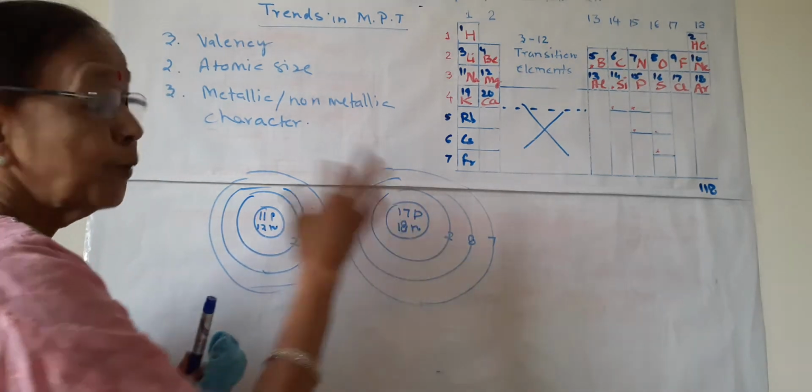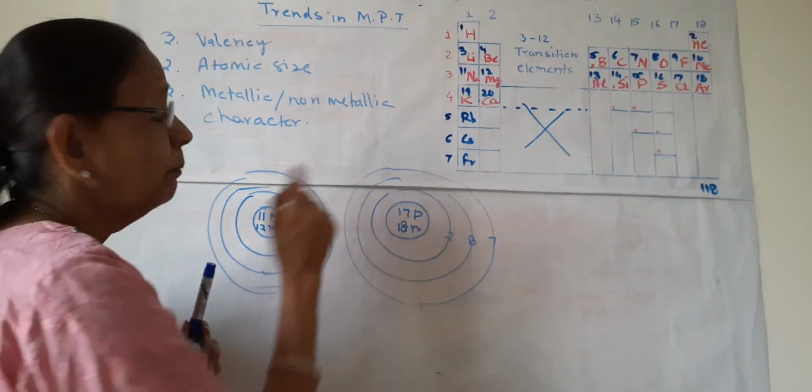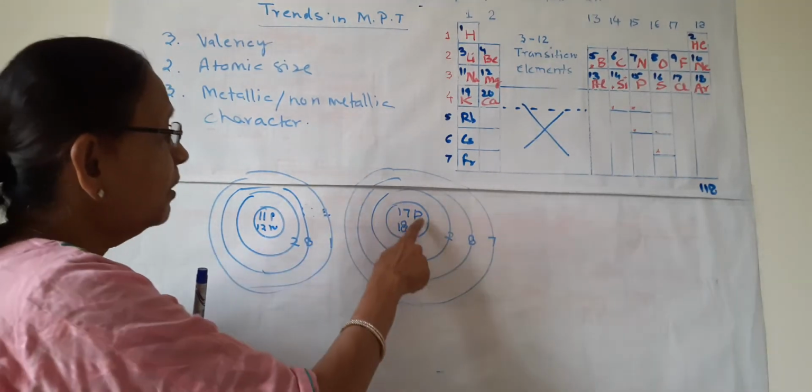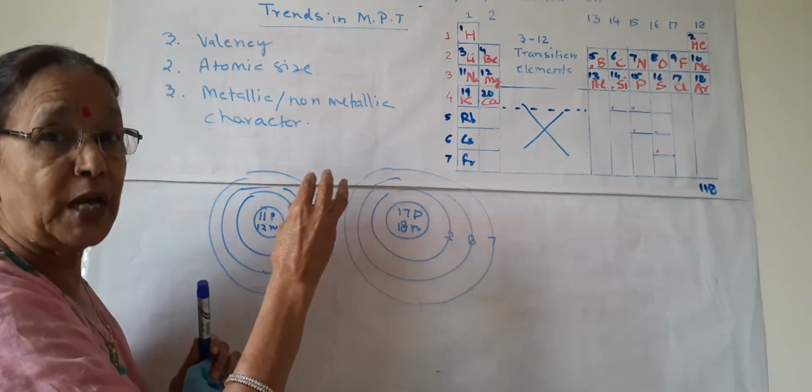But we have nothing to do with the number of electrons. We have just to see the number of protons. Here the number of protons is 17, so it will have more nuclear charge.